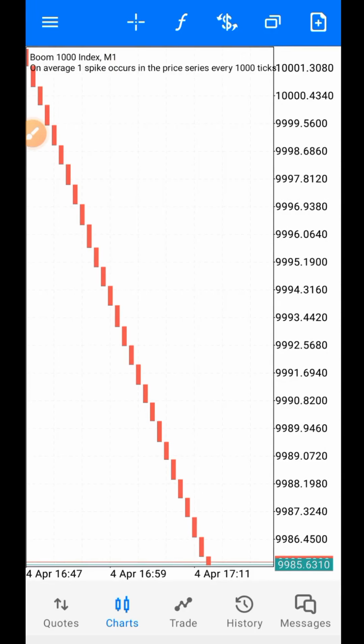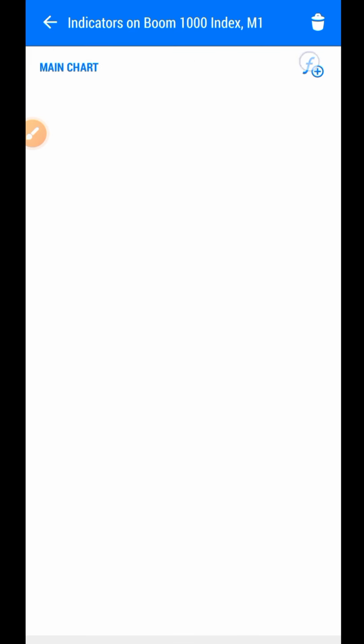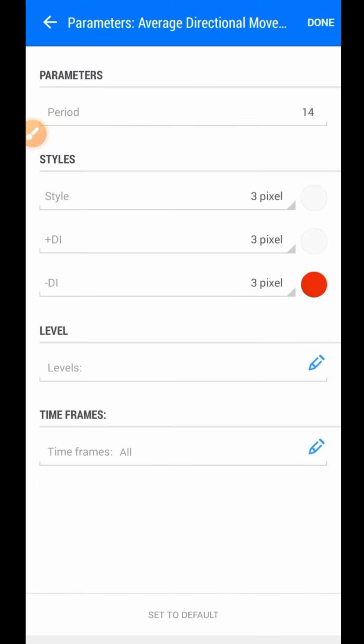So quick one guys, let me drop this simple strategy in scalping Boom and Crash. Let's add these indicators to our chart. The first indicator to add is the ADX indicator.